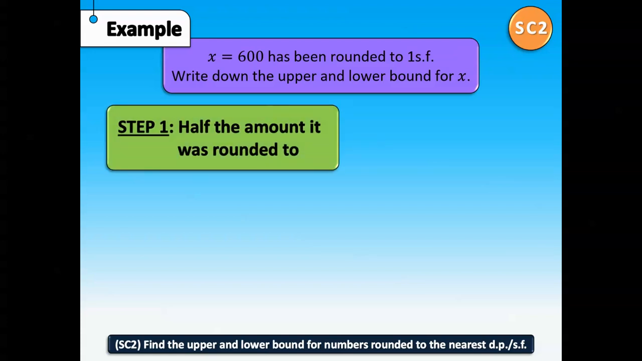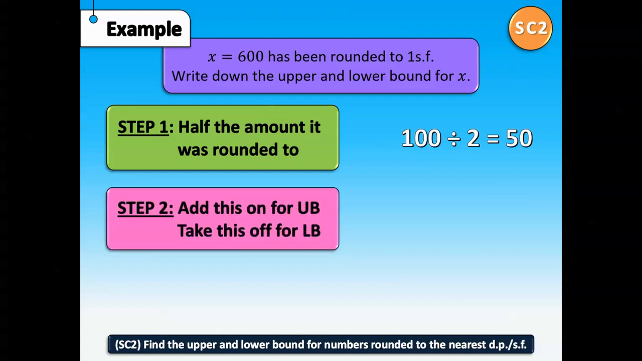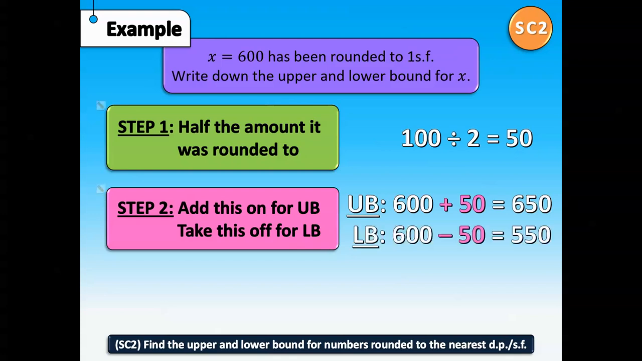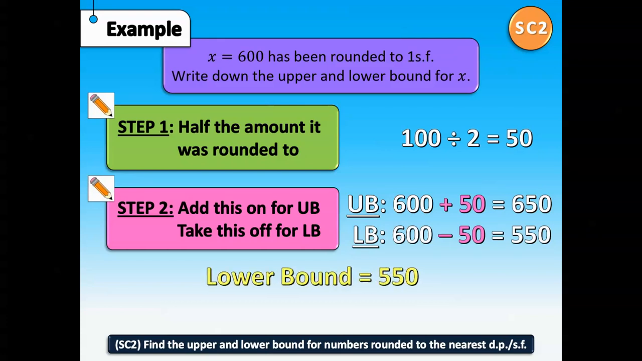So we want to half the amount that it was rounded to. Now, if it's been rounded to one significant figure, then it's rounded to the nearest 100, because the first significant figure in this number is 6, which is in the hundreds column. So we half 100, which is 50. We add this on to get the upper bound, so 600 plus 50, and we take this away to get the lower bound, so 600 minus 50. So the lower bound is 550, and the upper bound is 650.